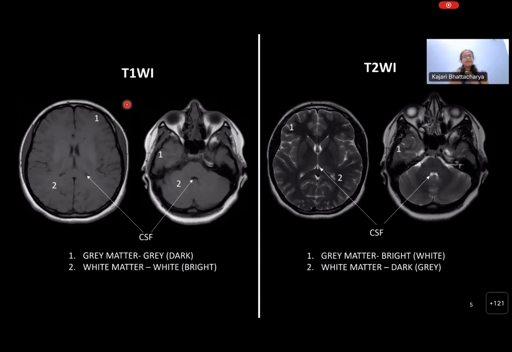Coming to the next slide. The basic sequences that we have to acquire in an MRI, which are important for you to interpret when you are noting down differentials of a lesion, include these two. First is the T1 and the T2. Now remember, T1 is a basic anatomical sequence.